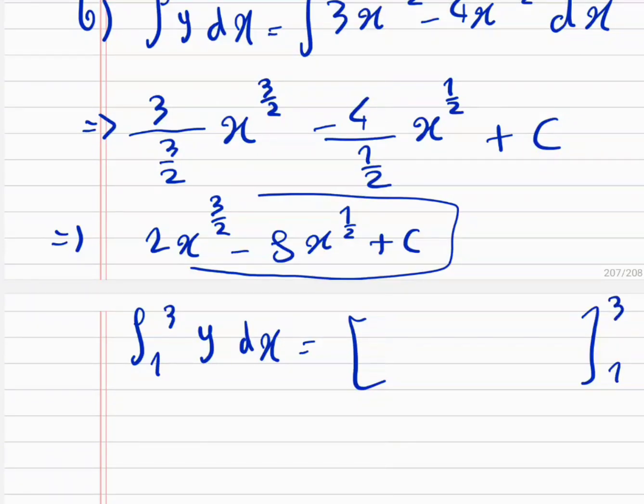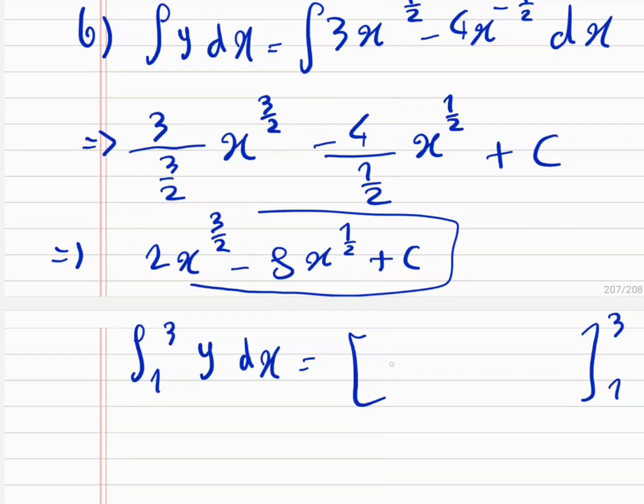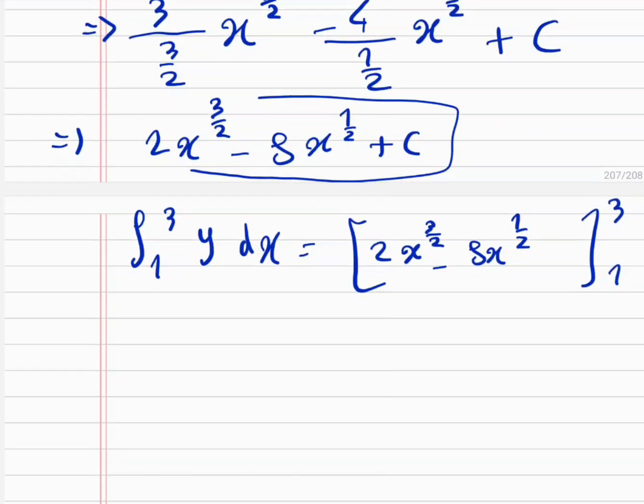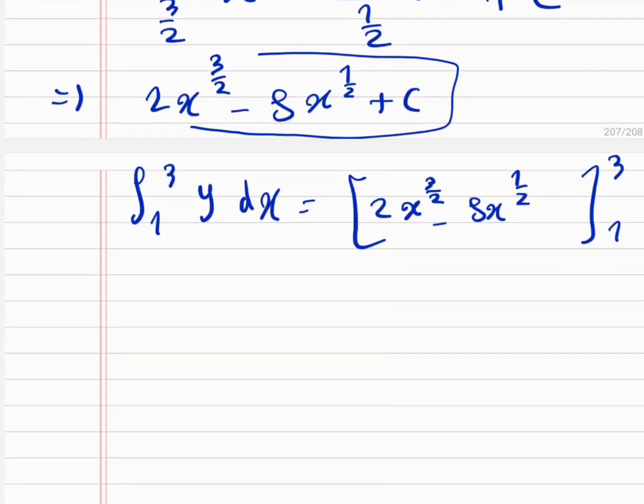But in this case we have already integrated y, which is 2x to the power of 3 over 2 minus 8x to the power of a half, and we don't write the constant of integration because this is a definite integral, so we have limits. And now all we need to do is just substitute 3 and then minus 1 substituted.